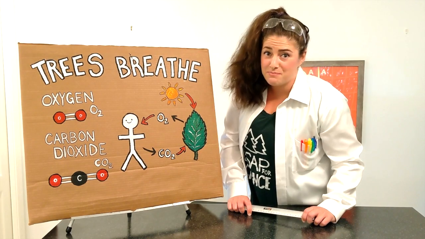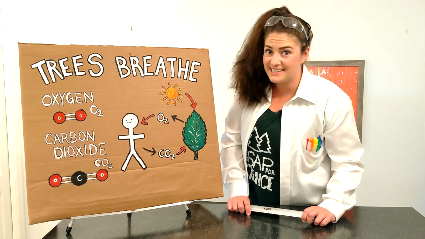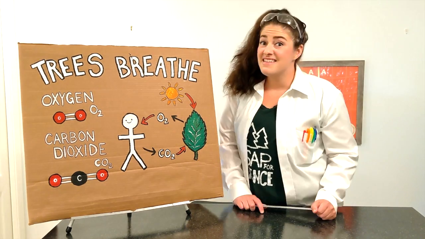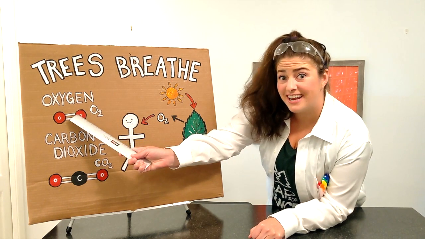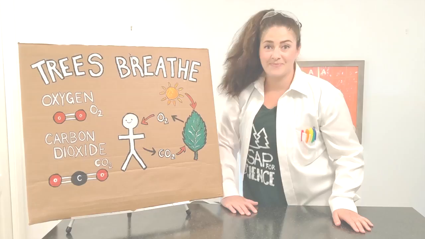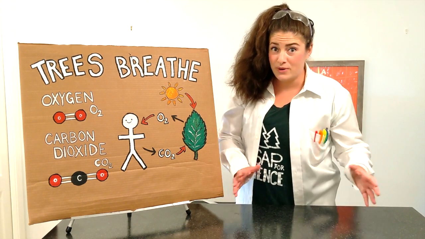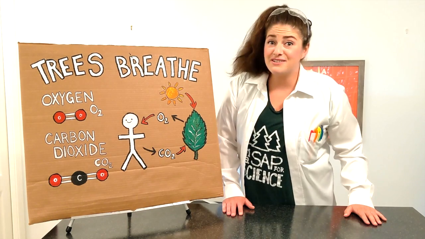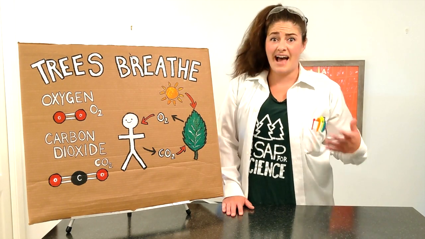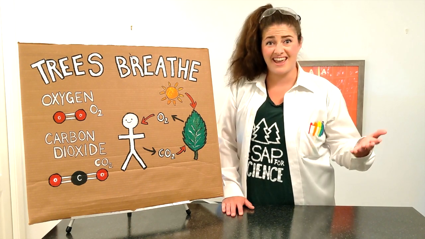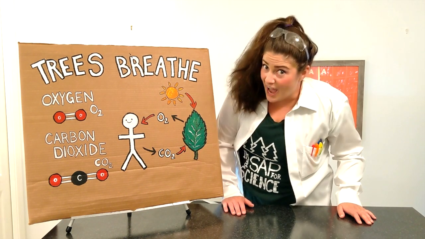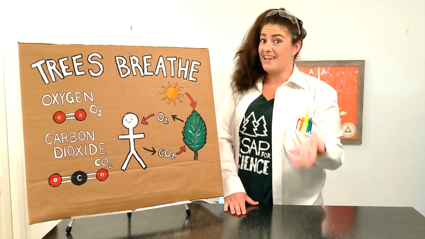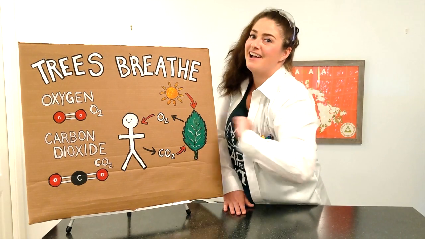There are a few tiny molecules in the air that you and I can't see, but are super important for breathing, for both trees and humans. These molecules are oxygen and carbon dioxide. When you and I breathe, we inhale and breathe in oxygen. Our lungs fill and then use that oxygen to help our bodies run and move and think. But when we breathe out, we exhale carbon dioxide instead. So we breathe in oxygen and out carbon dioxide.